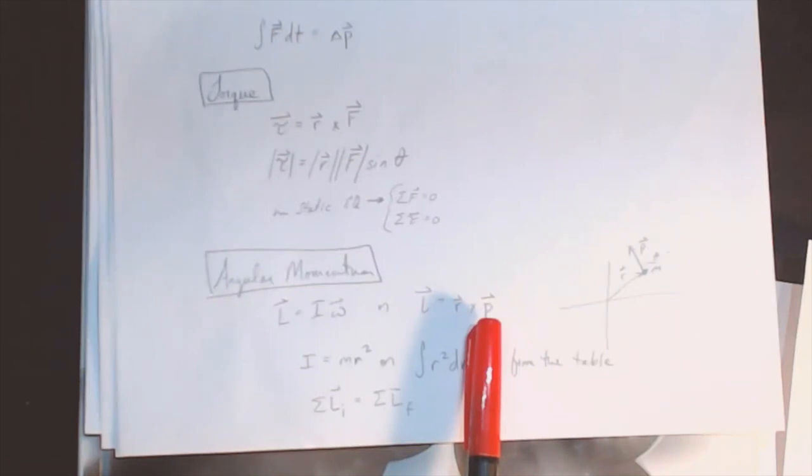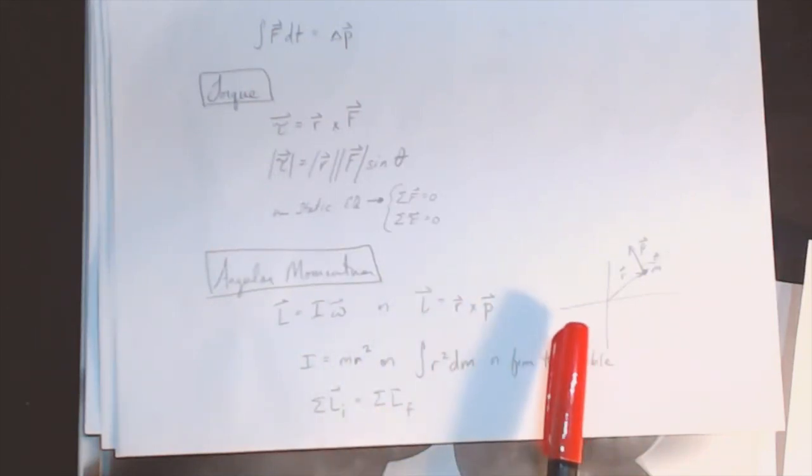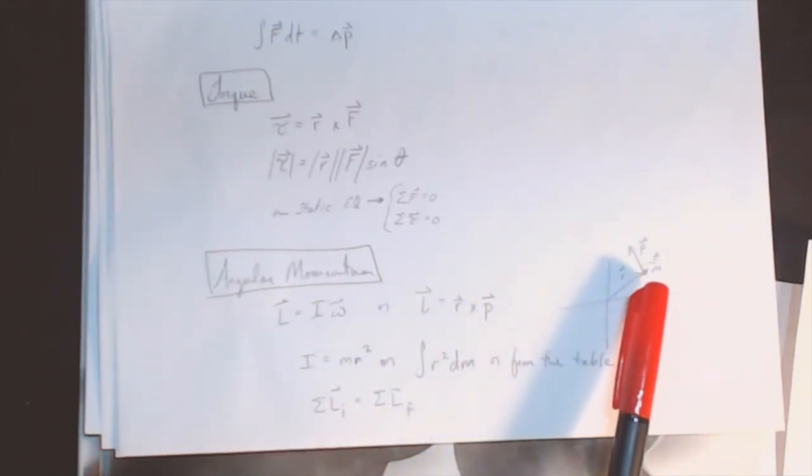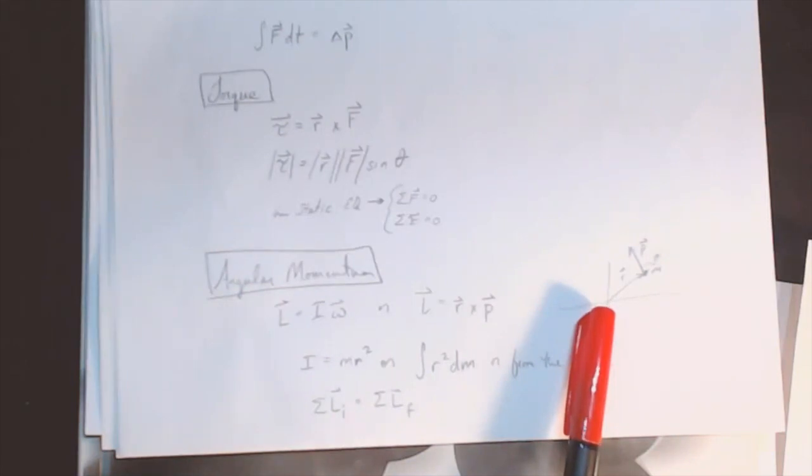The momentum that your object has, which would be a particle, you're treating whatever it is as a particle, R cross P is going to give you the angular momentum of that mass M about the origin. So just place your origin wherever you're interested in measuring your angular momentum about.